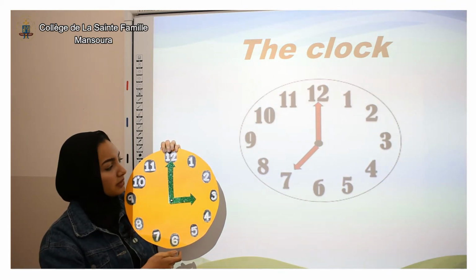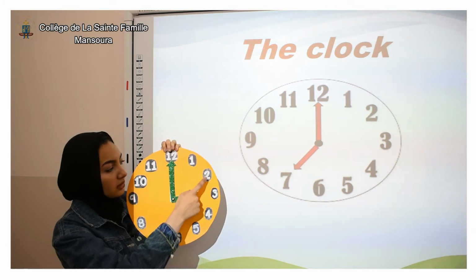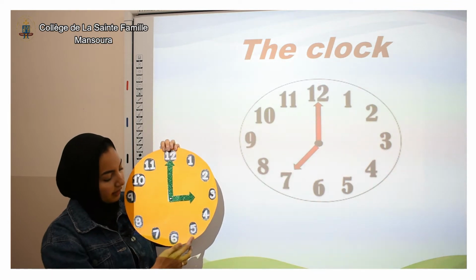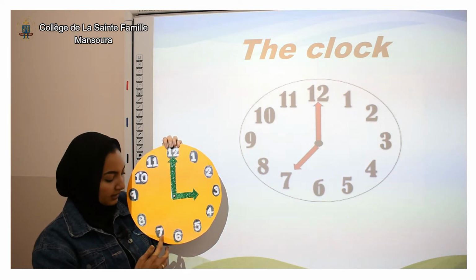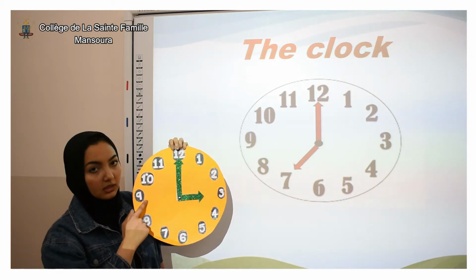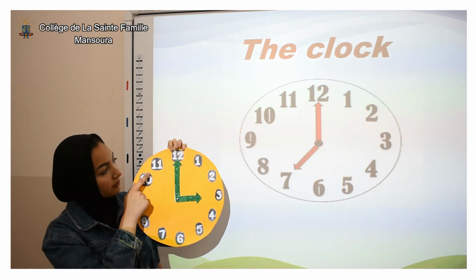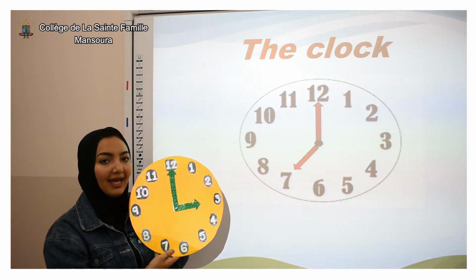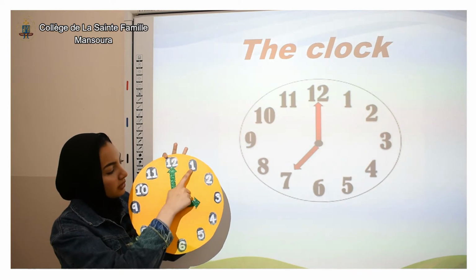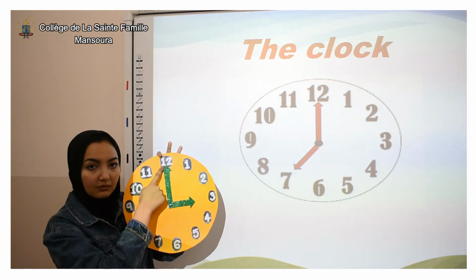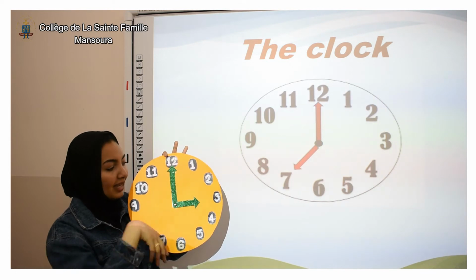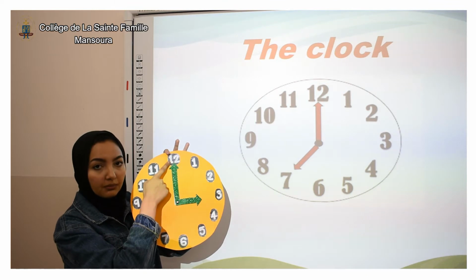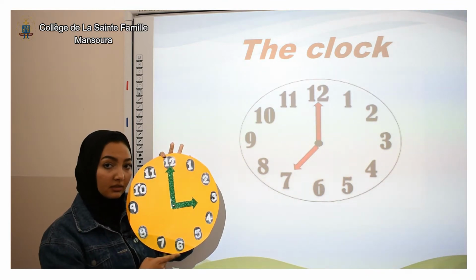The numbers are 1, 2, 3, 4, 5, 6, 7, 8, 9, 10, 11, 12. So the clock has the numbers from 1 to 12. Again, the clock has the numbers from 1 to 12. Can you see something else?